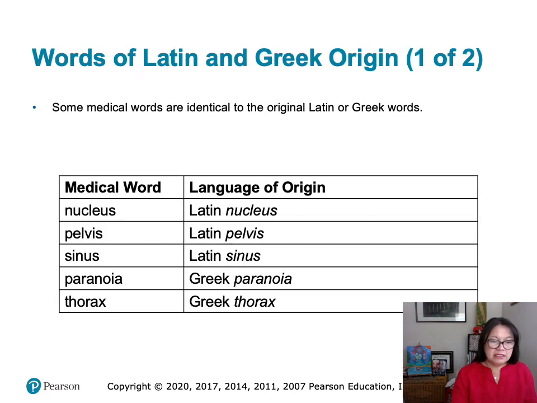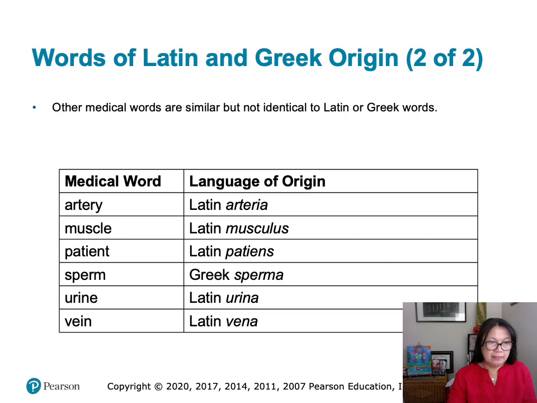Some medical words are identical to the original Latin or Greek words. For instance, all of the words shown on screen today come directly from their language of origin. Nucleus, pelvis, and sinus are from Latin, and paranoia and thorax are from Greek. That's directly from their language of origin.